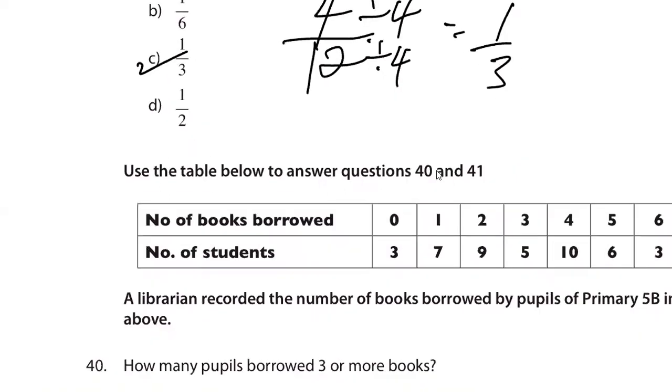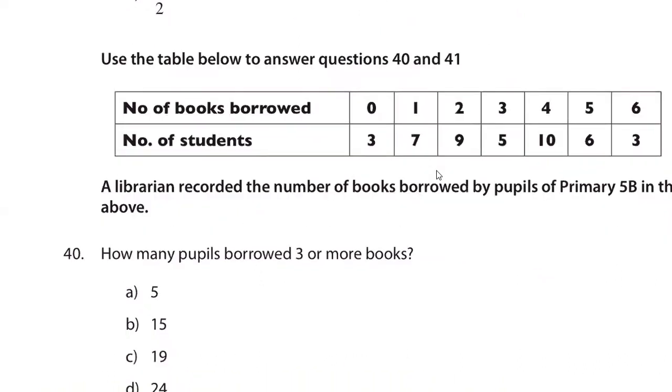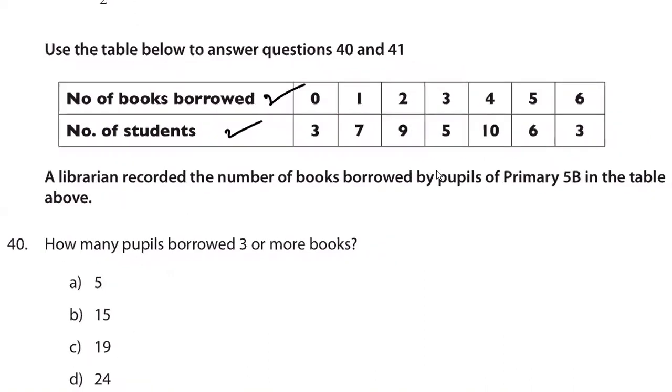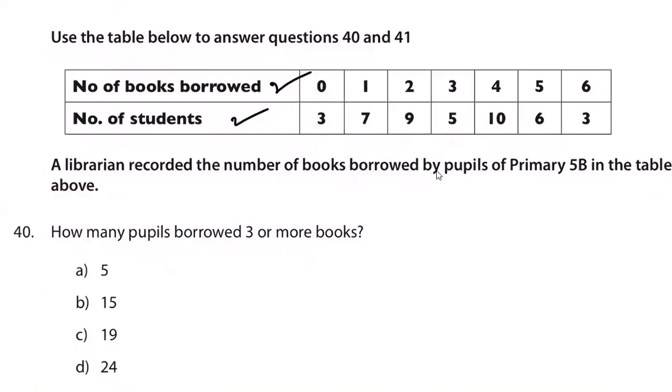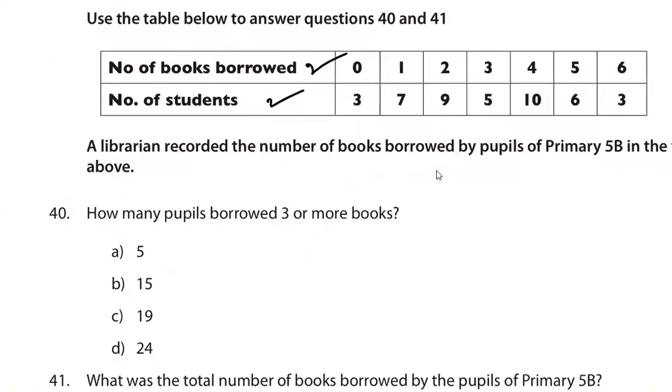Alright, this one says use the table below to answer questions 40 and 41. How many pupils borrowed 3 or more books? So this is the number of books borrowed, and this is the number of students. So the library recorded books borrowed by pupils in primary 5B. In the table above, how many pupils borrowed 3 or more books? Now it says 3 or more.